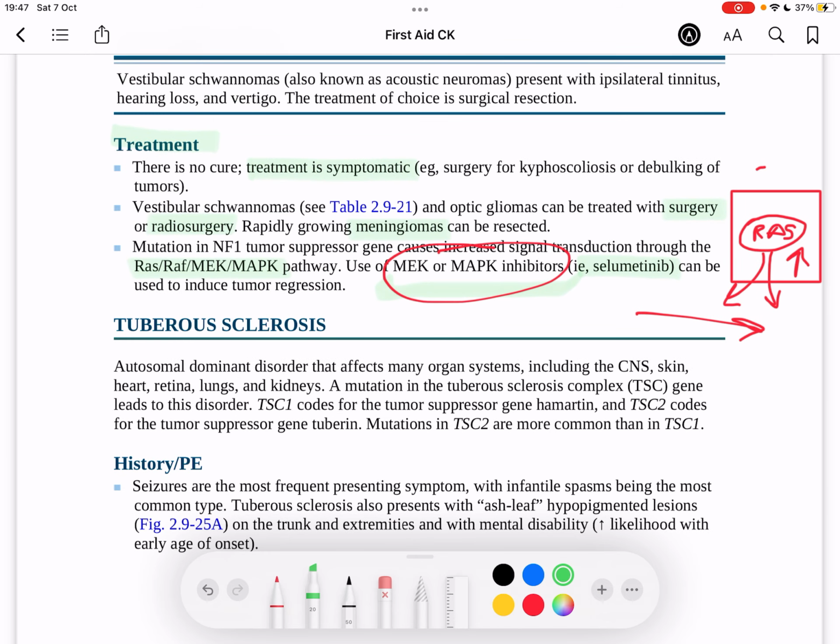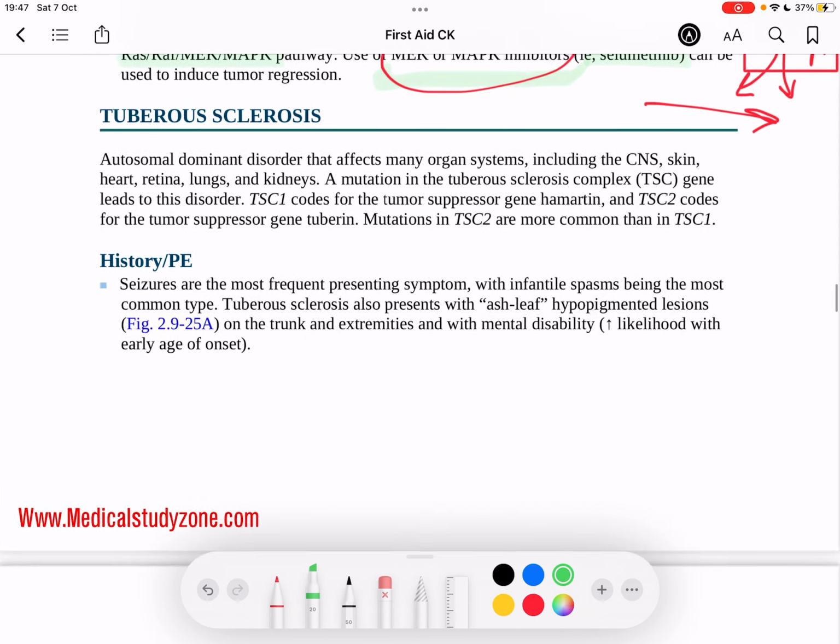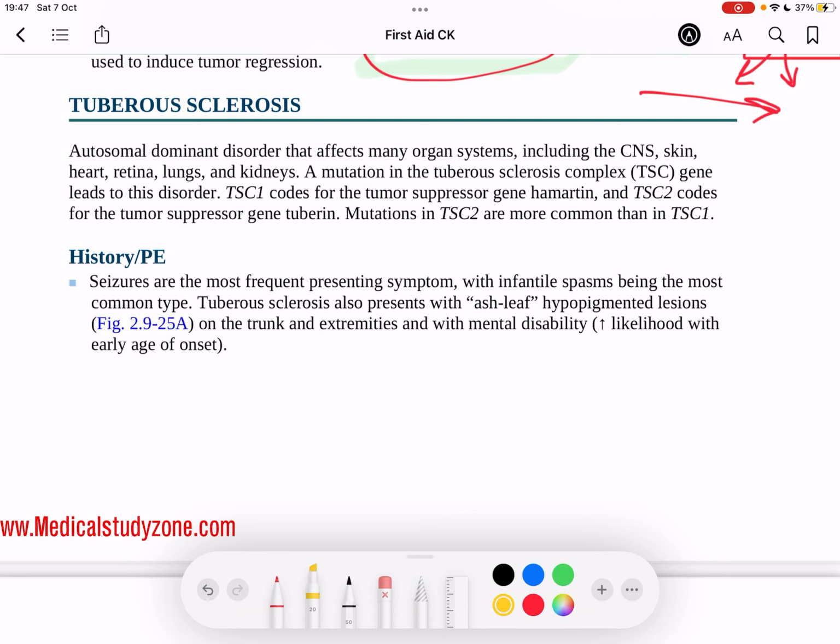Excellent. So now let's move on to tuberous sclerosis. Tuberous sclerosis, like NF1 and NF2, is autosomal dominant. It affects many different organ systems, including the CNS, the skin, but also the heart, the retina, the lungs, and the kidney. Okay, so it's not just limited to the neuroectoderm and ectoderm embryonic origins. It's due to mutations in the tuberous sclerosis complex genes, and this is TSC1 and TSC2. TSC1 is called hamartin, TSC2 is called tuberin.